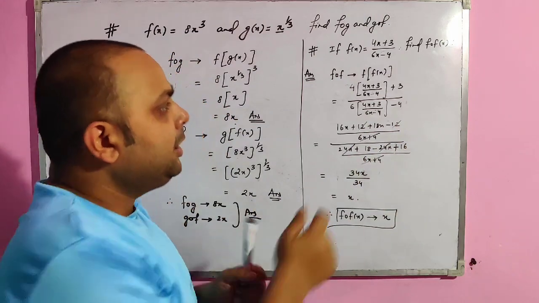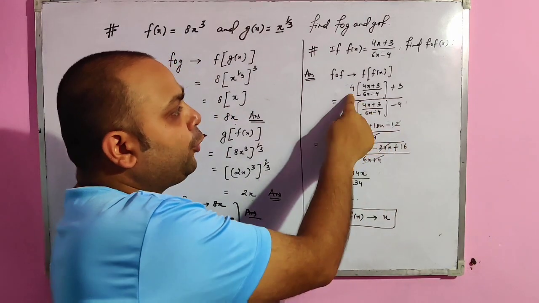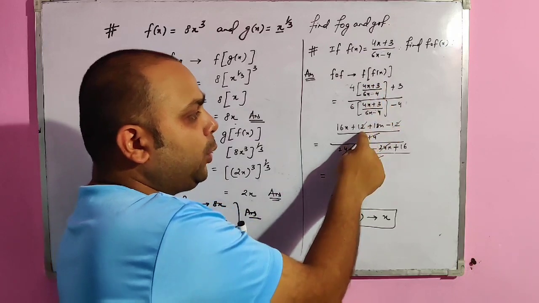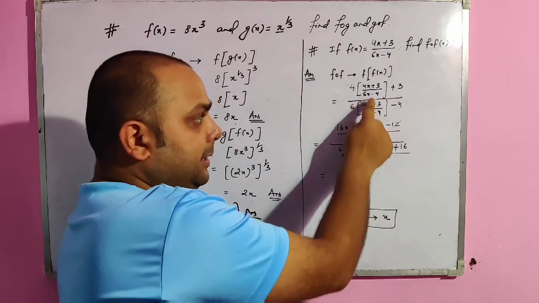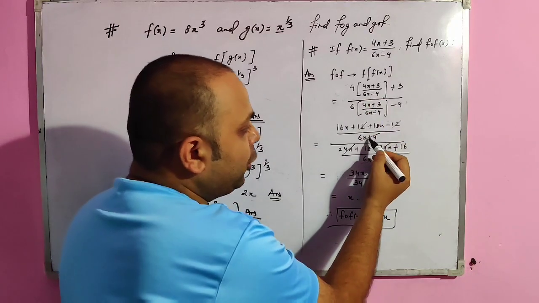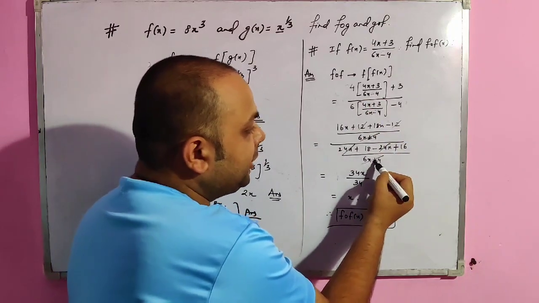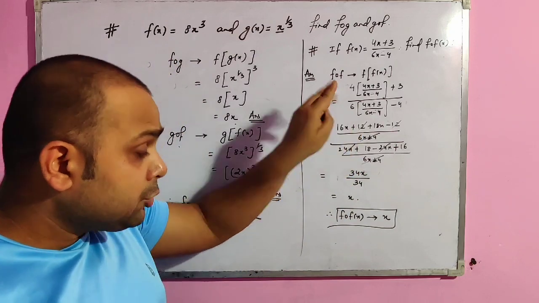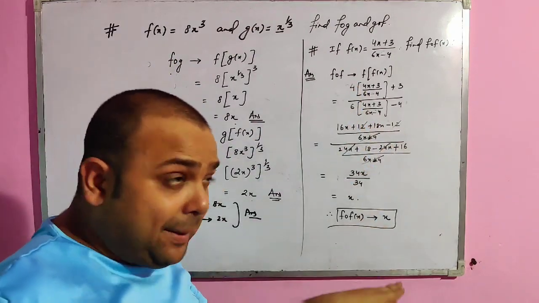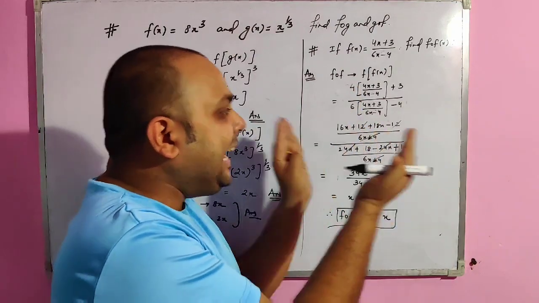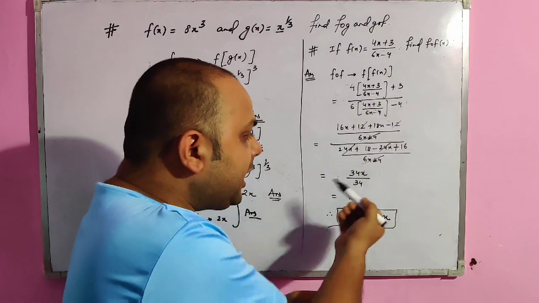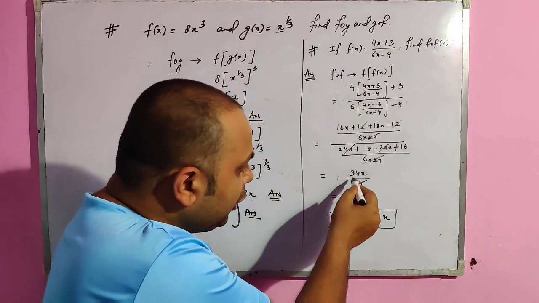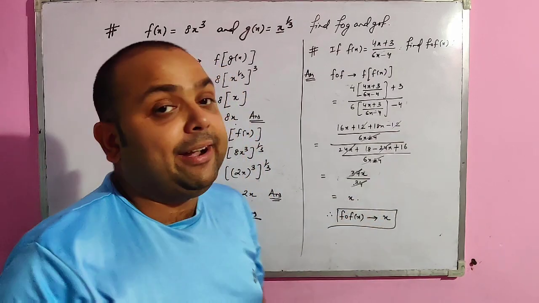Then taking the LCM, 4 times 4 is 16, 4 times 3 is 12, 3 times 6 is 18, 3 times 4 is 12. This is as it is, 6x minus 4, this is as it is down, this is also 6x minus 4. Now solving downward also in the same manner and then eliminating the like terms, we get 34x divided by 34, it is also eliminated, then x is the final answer.